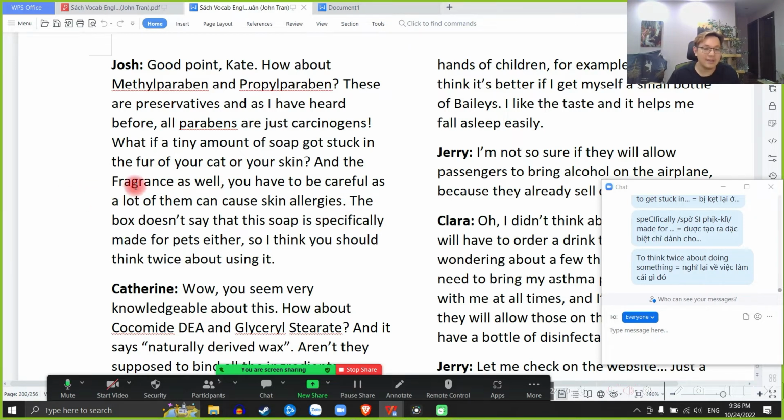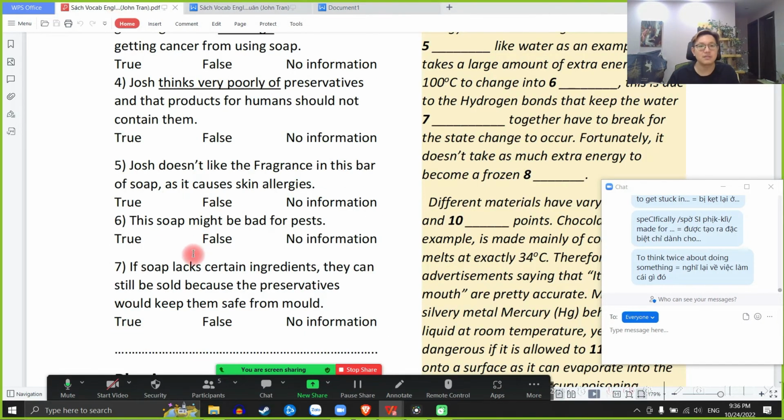Ông có nói là nhiều cái nước hoa gây ra dị ứng da, nhưng mà ông không nói gì về chuyện ông không thích cái mùi hương trong đây. Hoặc là ông cũng không nói gì về cái chuyện mà ông không thích cái mùi ở trong cái cục xà bông này vì nó gây ra dị ứng da, you know. So that's why number 5 is no information. Be careful.